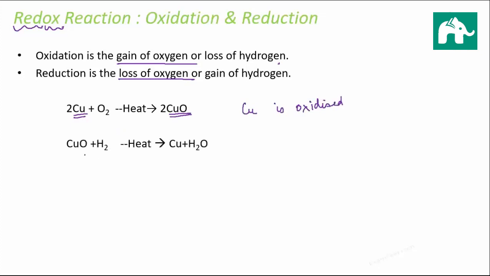Let's take another example. Copper oxide plus hydrogen gives copper plus H2O. So what's happening here? Copper oxide is changing to copper. That means copper is losing oxygen. So we can say that copper in this case is reduced.